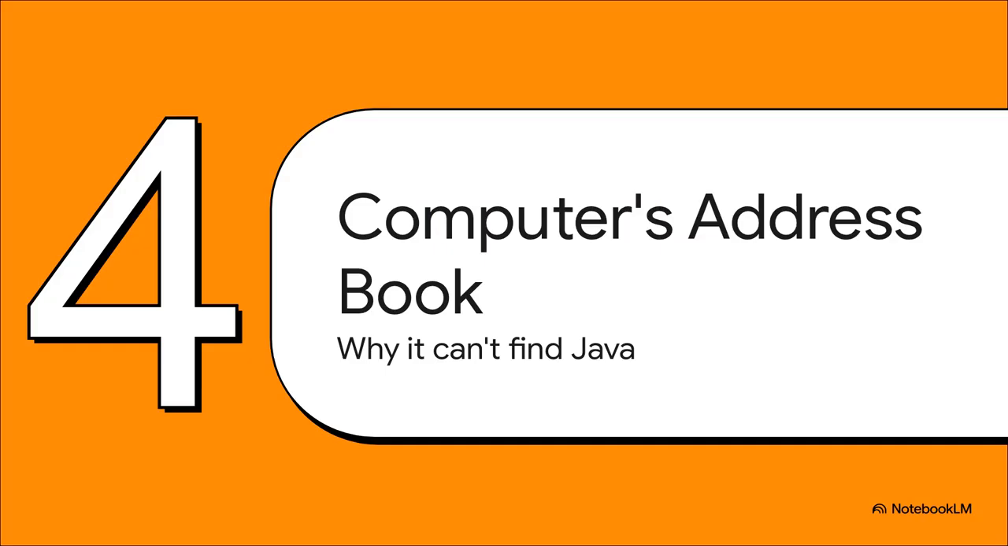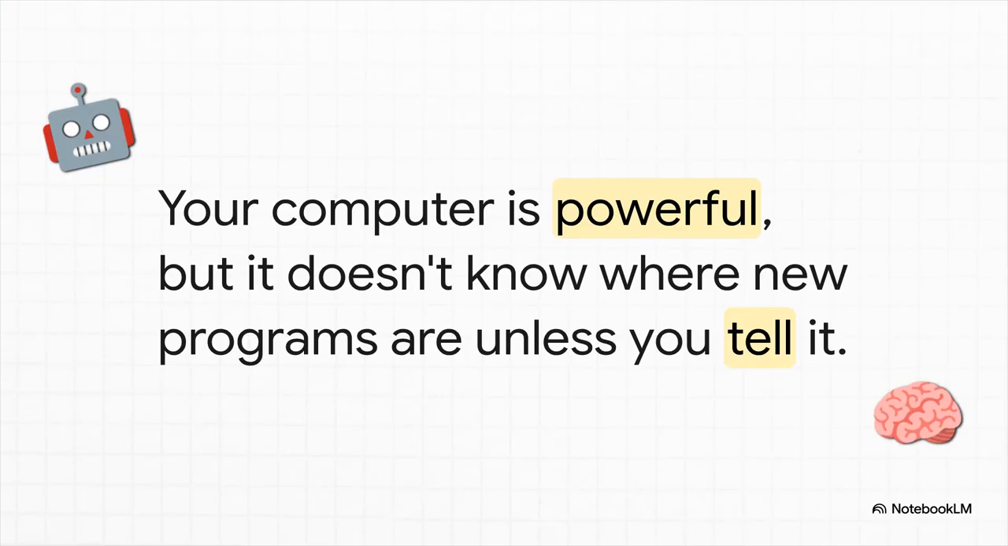So let's talk about why this happens. We're going to peek inside what I like to call the computer's address book. This isn't a bug or anything you did wrong. It's just we need to give our computers a map. Here's the thing you got to remember. Your computer is incredibly powerful, but it's not a mind reader. It's kind of dumb in that way. When you just drop a new program onto it, you have to explicitly tell it, hey, that new thing I installed, it lives over here.